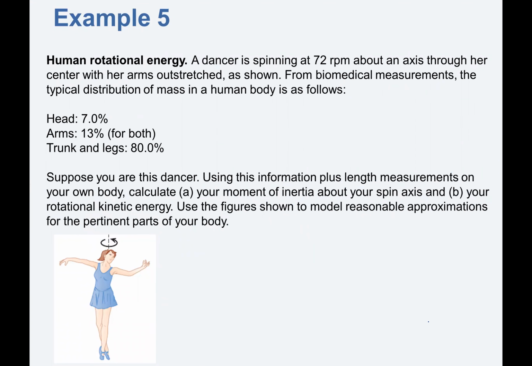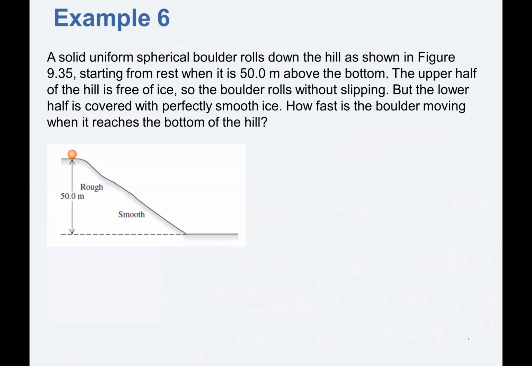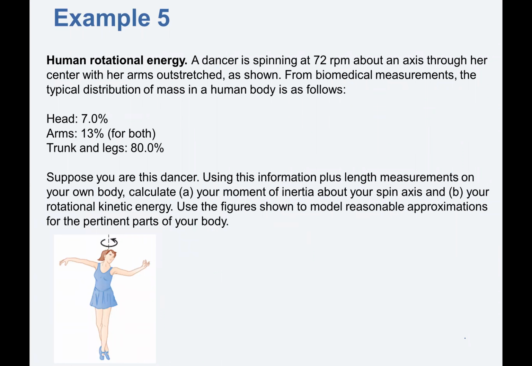All right, here's one other problem. So we have a couple of problems from the moment of inertia. Here we have a dancer spinning at 72 RPM about an axis through her center with her arms outstretched as shown. From biomedical measurements, the typical distribution of mass in a human body is as follows. Head about 7%, basically the head has 7% of the mass. Arms 13% for both. Trunk and legs about 80%.